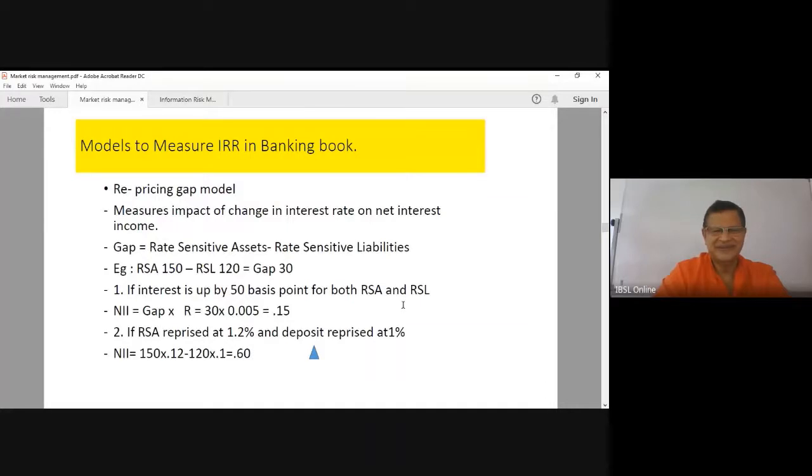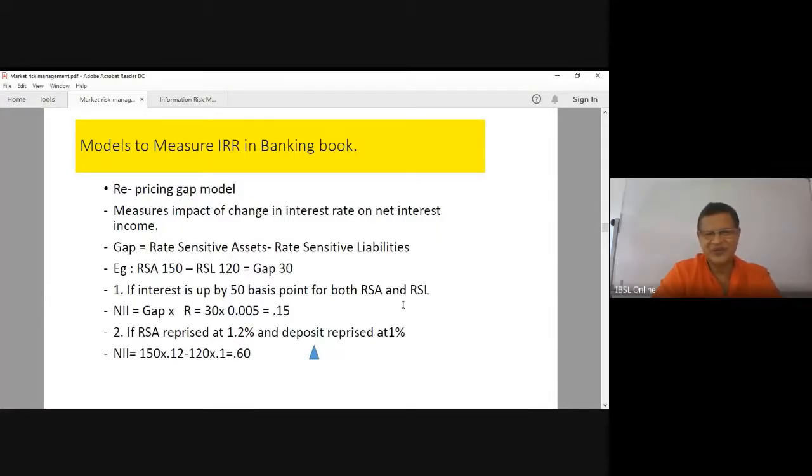Now, my example here measures the impact of interest rate on the net interest income. I have taken one bucket, we'll say 1 to 6 months. RSA stands for rate sensitive assets. That means 150 million worth of loans will be settled in this bucket. Whereas you will get 160 million cash flow, but this cash flow has to be matched by deposits of 120 million. In this bucket, you have deposits of 120 million. So these loans are funded by deposits of 120 million.